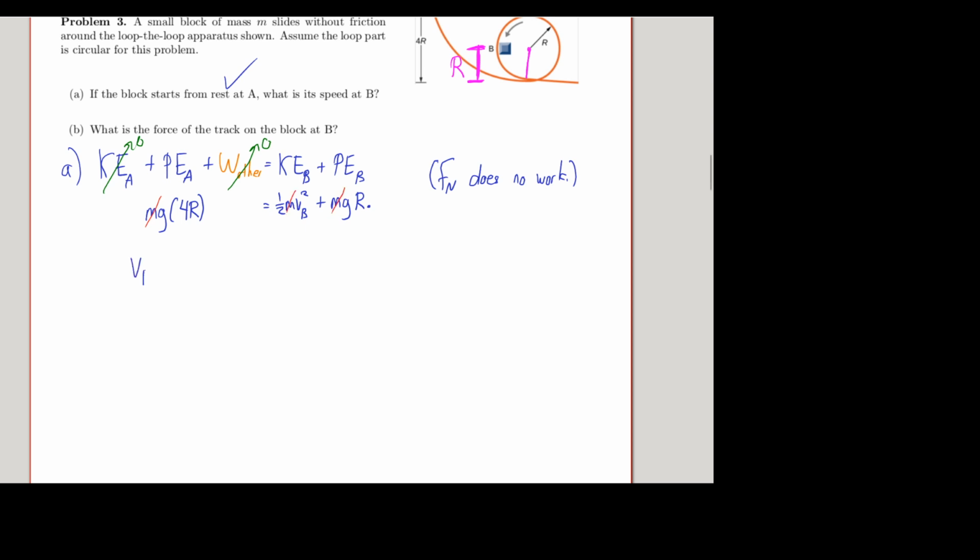That gives me that VB squared equals, well, we'll do it in 2 steps, equals 3gr. So VB is the square root of 6gr.